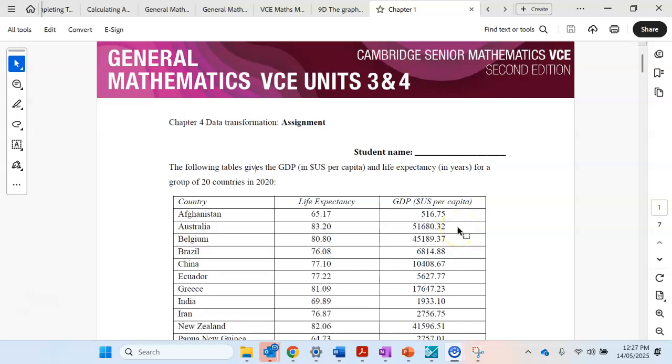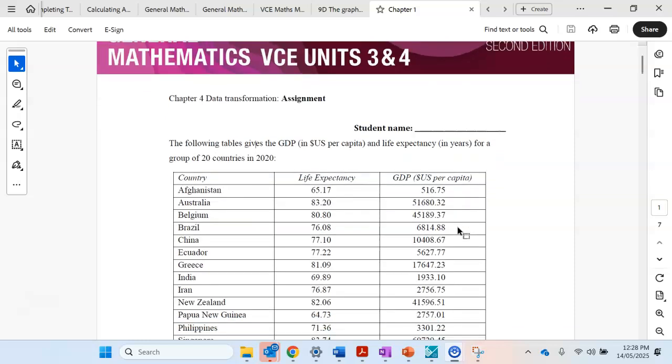Now, when you're being asked to do transformations, it's highly likely that your scatter plot is not linear. So that's why we transform it. If you're assuming that it's linear and it's not, then there's no point in doing it. So you only do transformations basically if it's not linear. If it's linear, then we don't need to transform it.